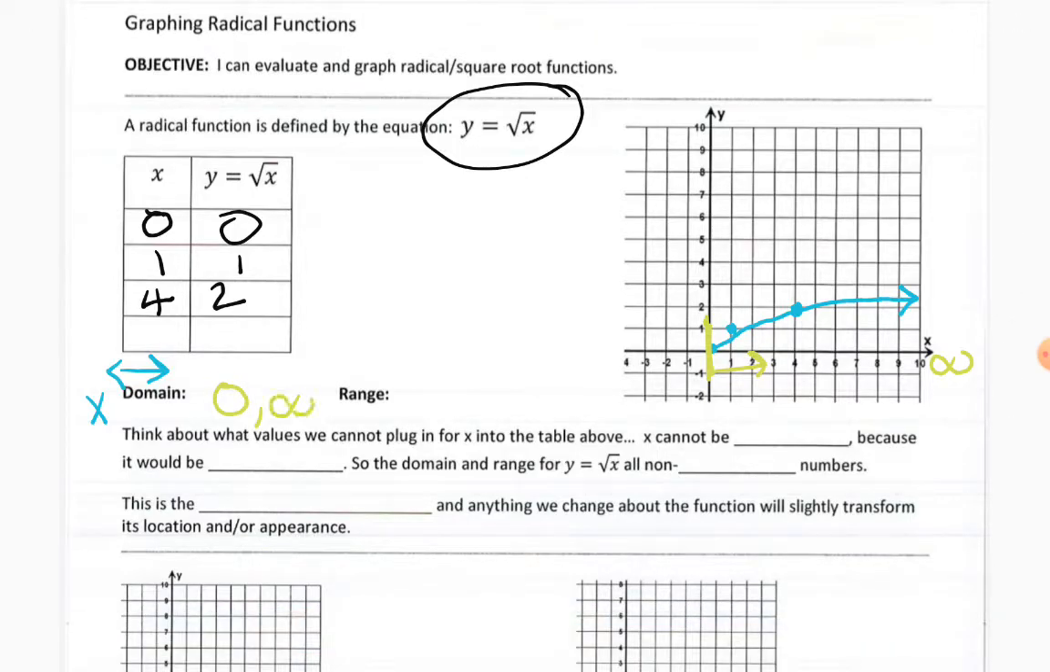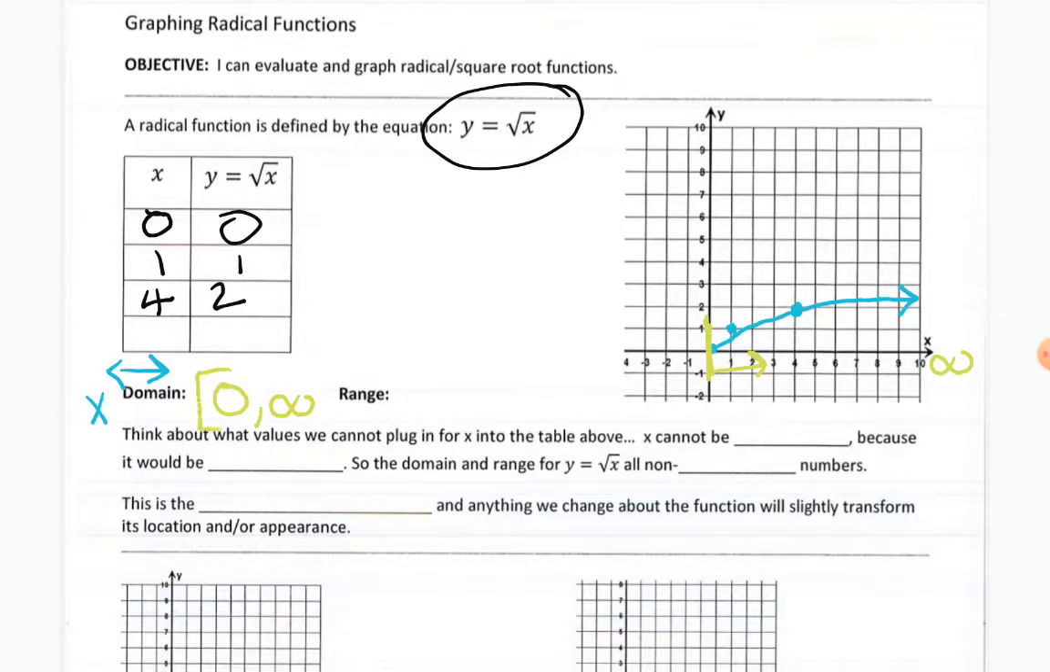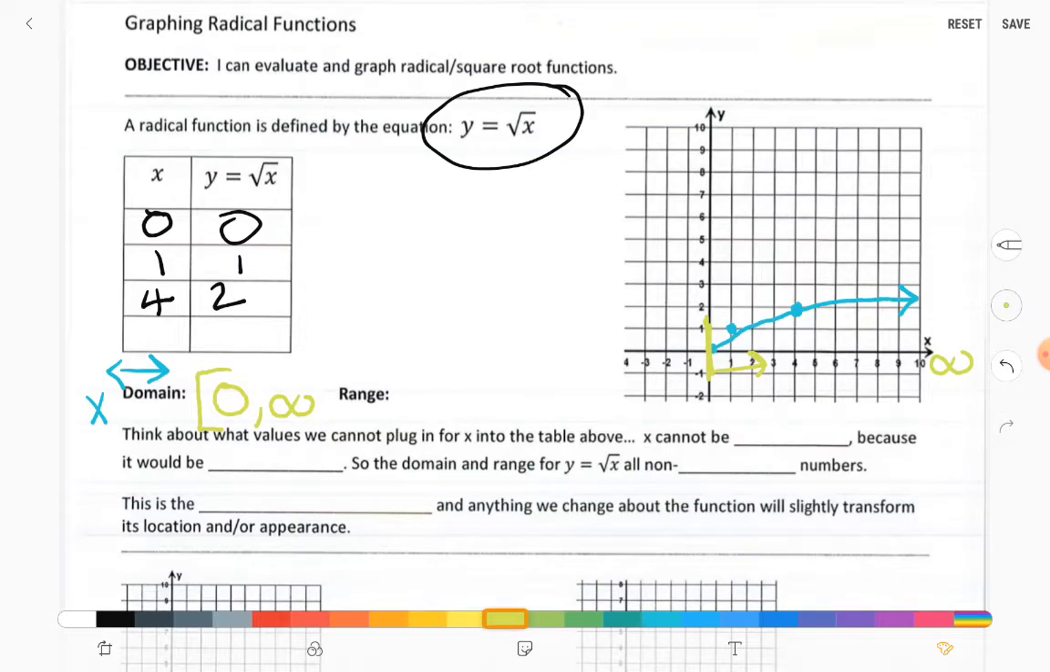We're headed towards infinity. We're going to put a bracket on the 0 because that is part of the graph. That is one of our points right there on the coordinate grid. But we're going to put a parenthesis on the infinity. Again, infinity is a concept. It's not a number. So we want to make sure that it's not going to be included. So that's why we put the parenthesis there.